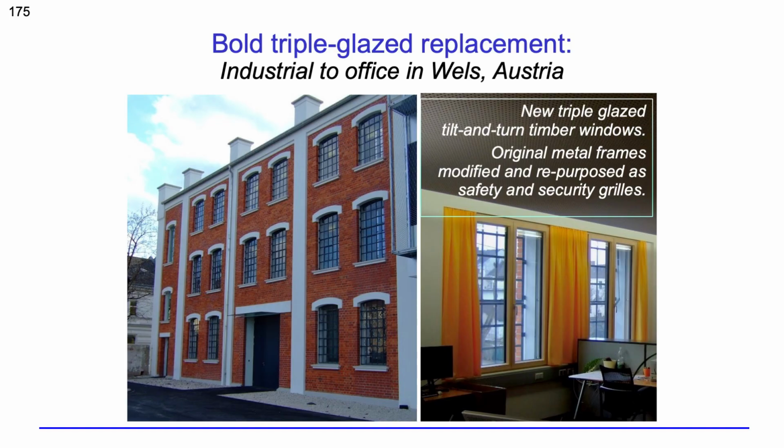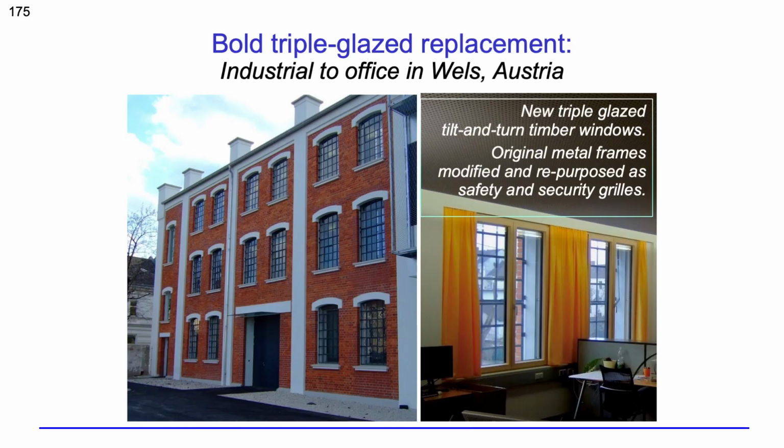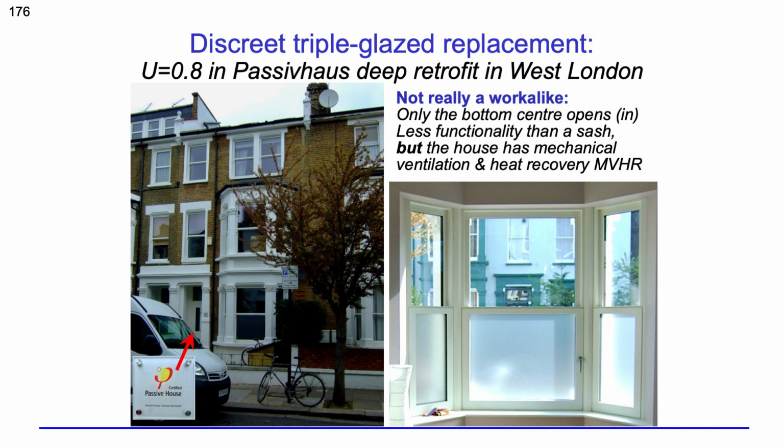This is quite a clever one in Wels, Austria. It was an industrial building with metal windows, and they left them as security grills, but put triple glazing open in on the inside, on a near passive house refurbishment. This is a house just down the road from the one in Lena Gardens I showed you with the external blind, which has been refurbished, certified passive house. And it's the one on the right in the middle, not the one on the left.